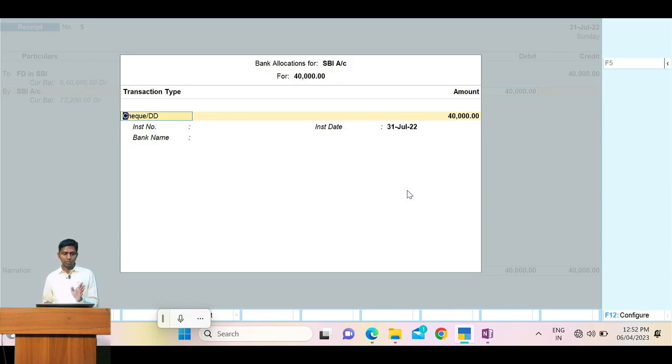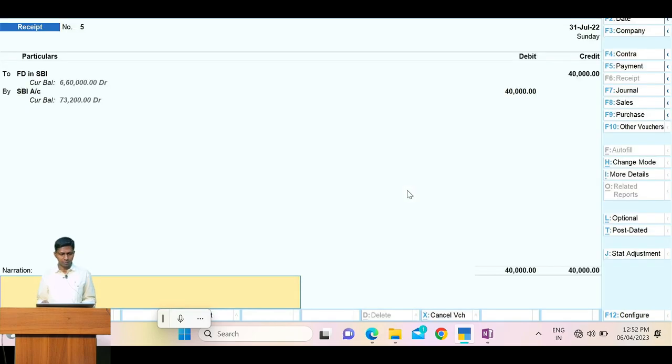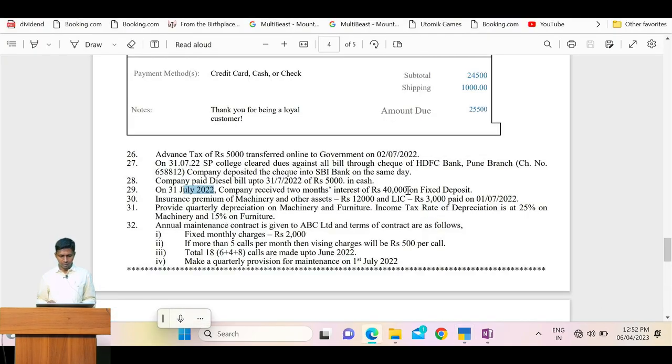Paisa milega yani to kis account mein milega na, directly bank thodi aapko cash mein de denge, ye lo interest, to cash bank mein hi milega na, to bank mein milega to bank ko debit hi dena padega, bank balance badhane ke liye debit, bank balance ghatane ke liye credit. So this is correct. Enter, 31st, 2 months interest 40,000, accept.